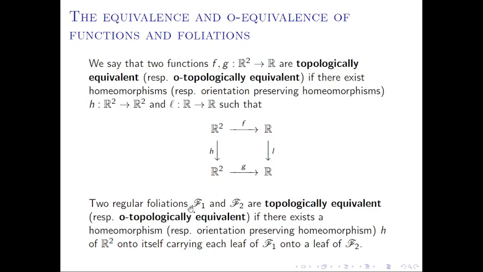Two regular foliations F1 and F2 are topologically equivalent if there is a homeomorphism H of R2 onto itself carrying each leaf of F1 onto a leaf of F2. In the case when H and L are orientation-preserving homeomorphisms, then we say that the functions f and g, and respectively the foliations F1 and F2, are orientation-preserving topologically equivalent.